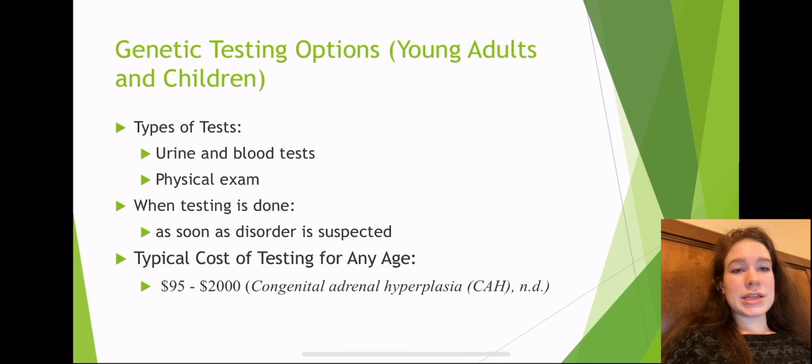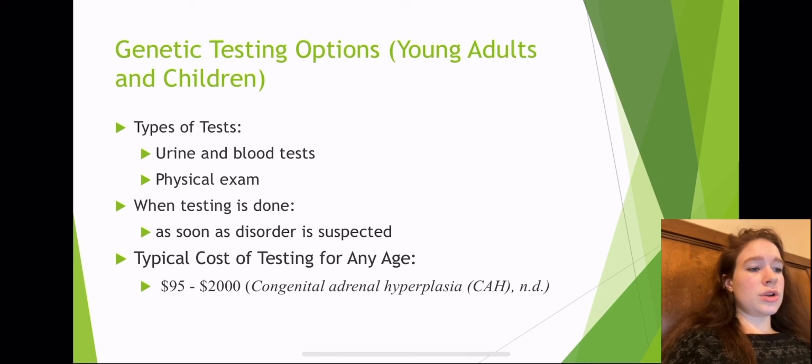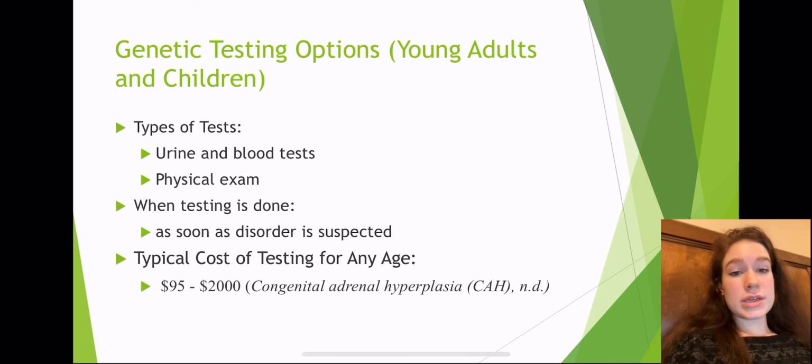And then lastly, genetic testing options within young adults and children. Urine and blood tests are done in order to look for specific hormones produced by the adrenal glands to see if they are in range. Also, physical exams looking at blood pressure, heart rate, and symptoms of CAH are checked routinely. Early detection for this is necessary in order to prevent further progression of the disease. And then the typical cost of testing for any age is $95 to $2,000 for a genetic test.